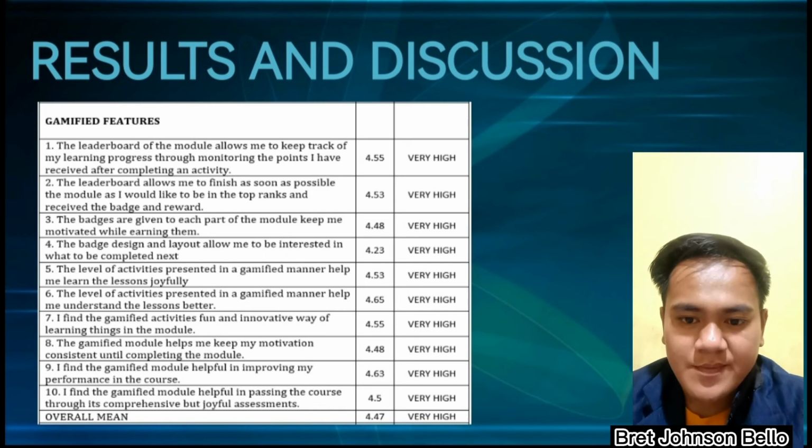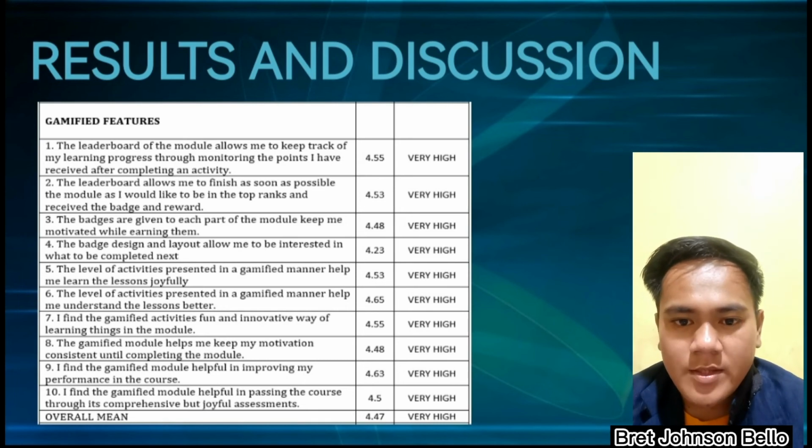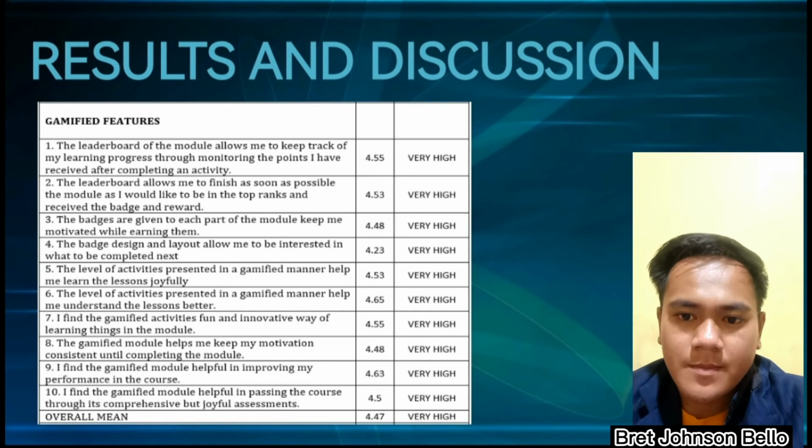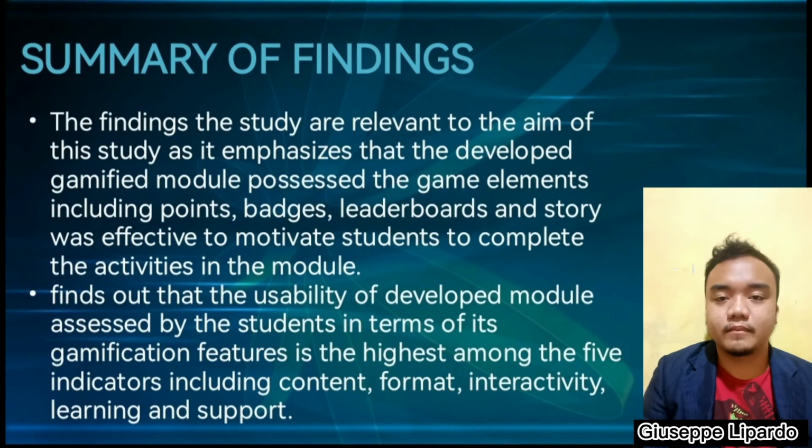The lowest mean is 4.12, which belongs to the interactivity indicator, although the module comprises a lot of features that could not contribute to its overall interactivity. It only yielded a high interpretation as some students found some part of the design to be too distracting. The findings of this study may have good implications for students, parents, teachers, and other researchers pertaining to the teaching and learning of information communication technology.